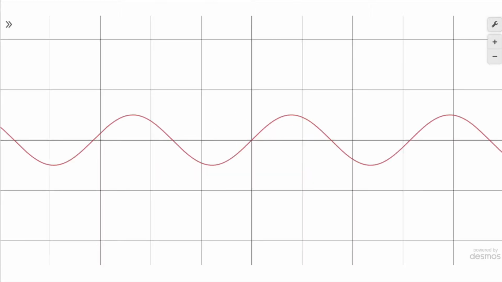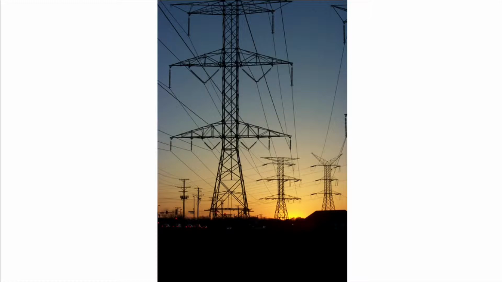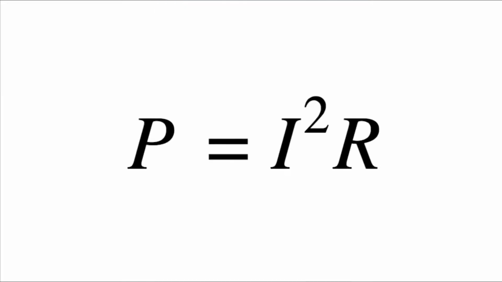AC motors. Alternating current is a type of power transmission where the voltage over time acts like a sine wave. The reason for using AC to transport power is because of power loss. When DC current is run along a wire, the heat dissipated in the wire is shown by the equation P equals I squared times R, and this needs to be minimized.